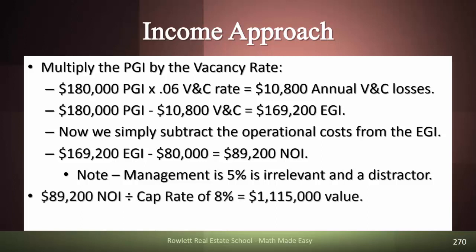So we just go to our triangle. In the top of the triangle is where you should put your $89,200 net. We had a cap rate of 8% given to us in the question. So just divide that down into the 8%, and then that gives us $1,115,000 as the value for this property. Just a few steps, right?